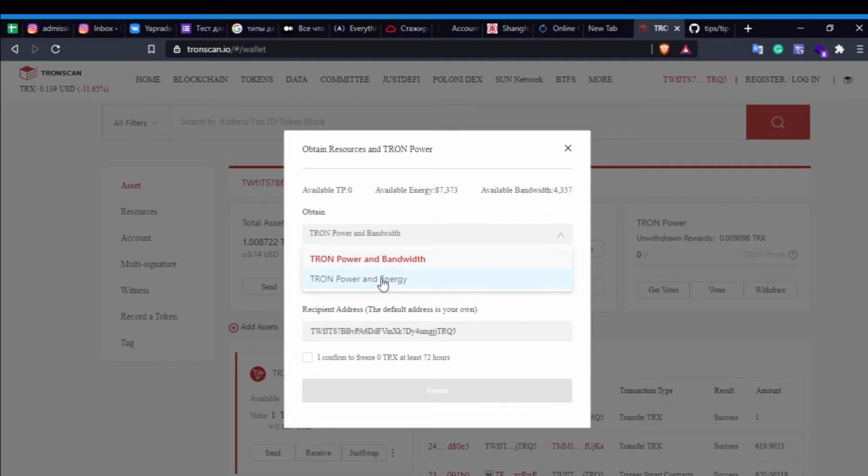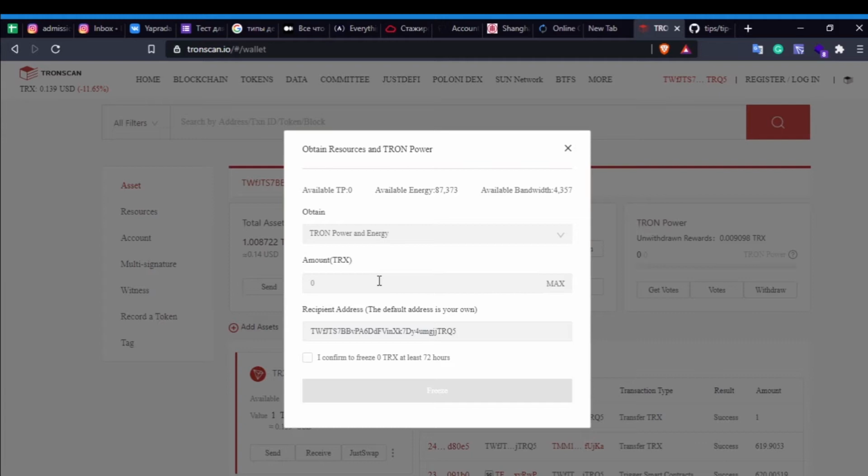So think about it. The bandwidth is given for free every day, while the energy is not given free. You should do it yourself by freezing only. For sending a transaction, it consumes only bandwidth, while triggering smart contracts consumes energy and bandwidth as well. So I think I will stick with this option myself, but up to you. What are you gonna do?